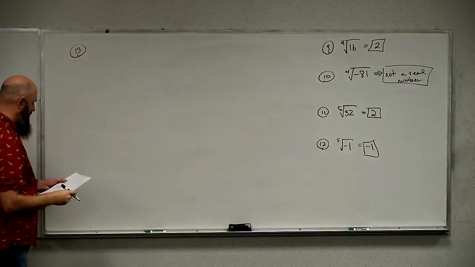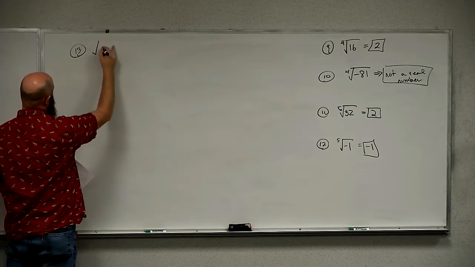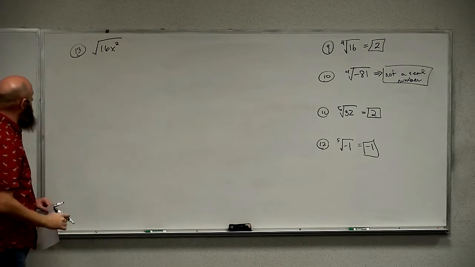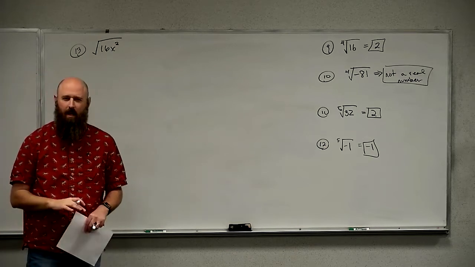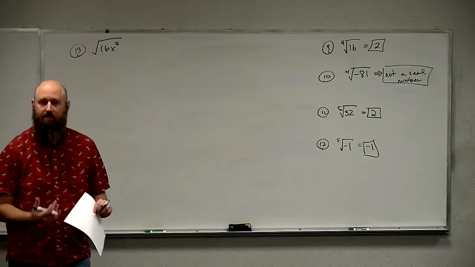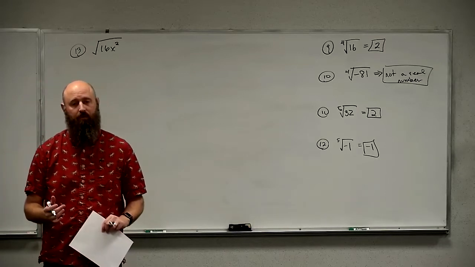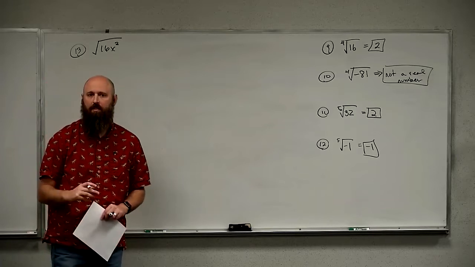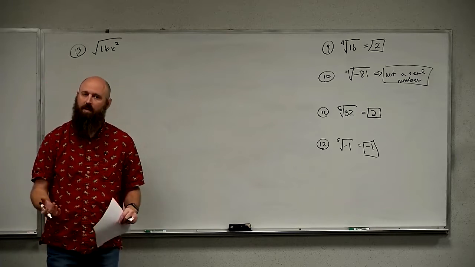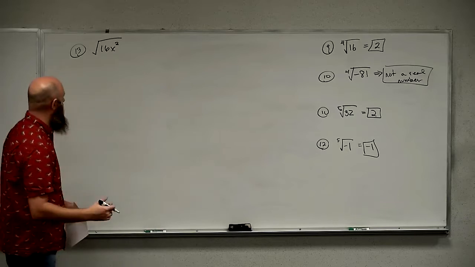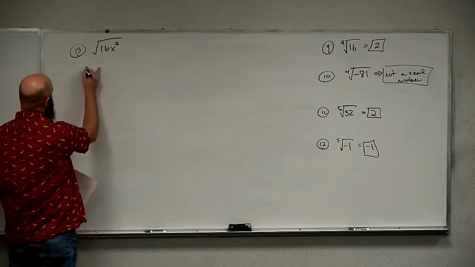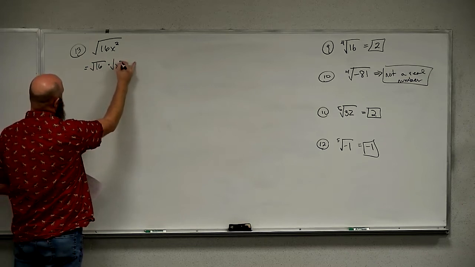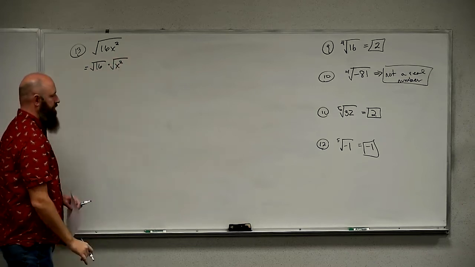Number 13, the square root of 16x squared. All right. Now we have a couple of things going on there, right? We've got a 16. We know we can take the square root of it. We've done that already. But then we've also got this x squared. We've got to think through what we do with that. So I'm actually going to break this one apart. I want to look at them. There's a rule that says that we can do this. It says square root of 16 times the square root of x squared.